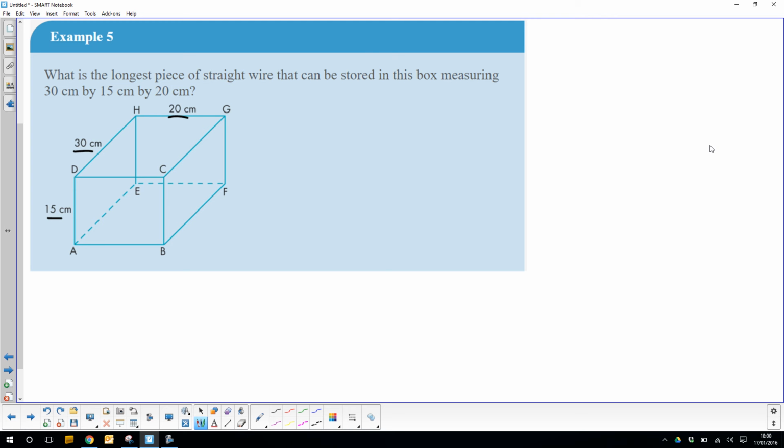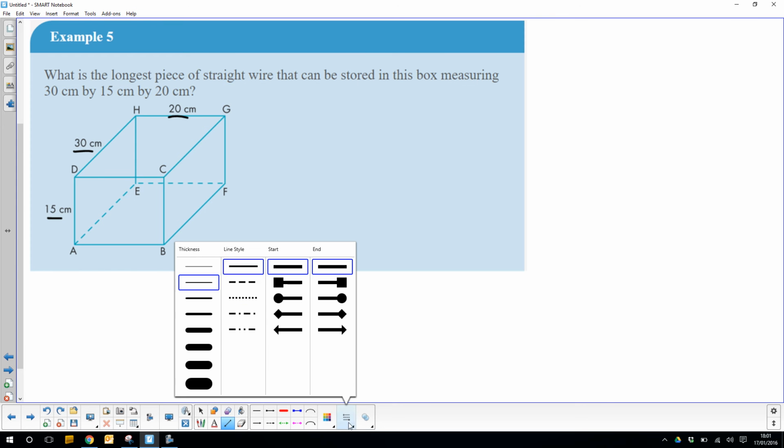I'm going to put a straight line on. We could quite conceivably pop a piece of wire from A to C across there, but that's certainly not the longest distance. The longest distance goes from A all the way back to G, right across from one diagonal to the other. Of course, we could also fit it in different ways: from D down to F, or from H to B, or C down to E, but we'll consider it as A to G.